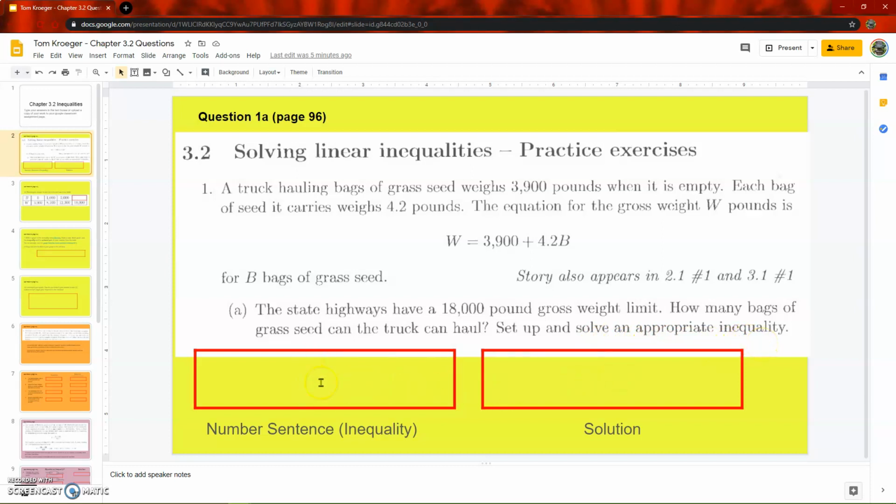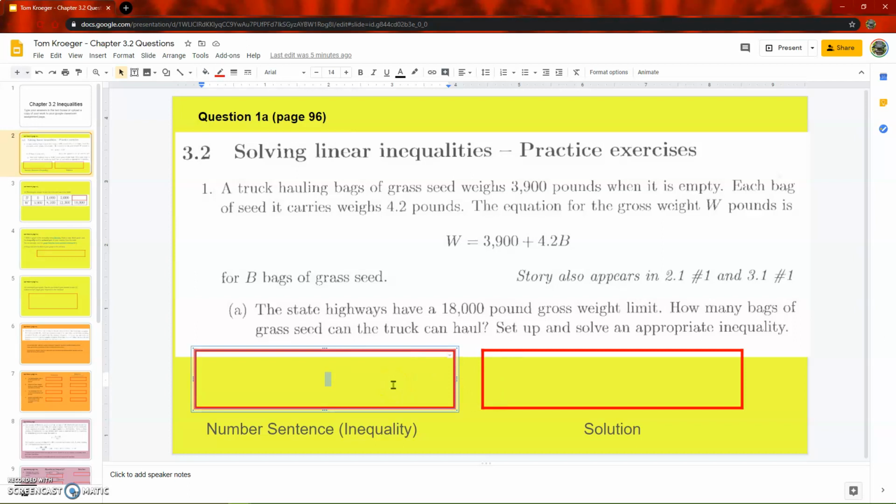All right, and so in the first box here we want to type our number sentence, our inequality. Well, we start with our equation, and since they have a limit of 18,000 pounds, that is the most that the truck can weigh. So we can set up an inequality, and we can do it a couple different ways here. Let's do it the first way. I'm going to start with the 3,900 pounds for the truck itself, plus the 4.2 pounds for each bag of seed. That has to be less than, but it could also be equal to, the 18,000 pounds. So that is one way to write that.